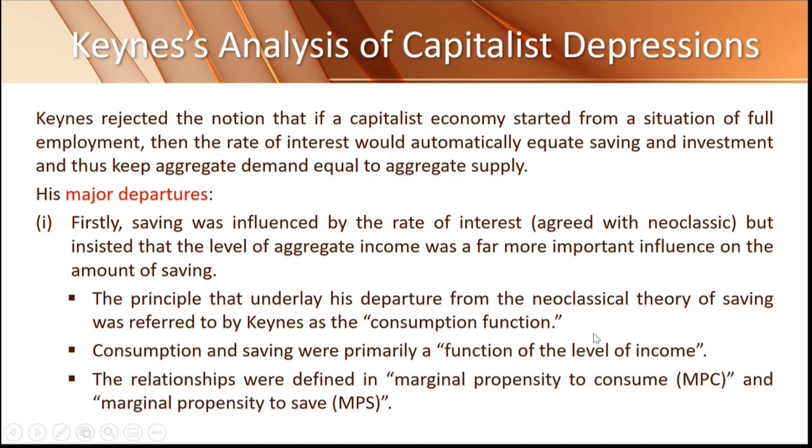And if you assume income can be used on two items only, that means either you consume or you save, right? Then therefore, the marginal propensity to consume plus the marginal propensity to save equals one. But here the important thing, or his major departure, is the role of income on saving, right? As compared to the role of the interest rate on saving as claimed by the neoclassical.